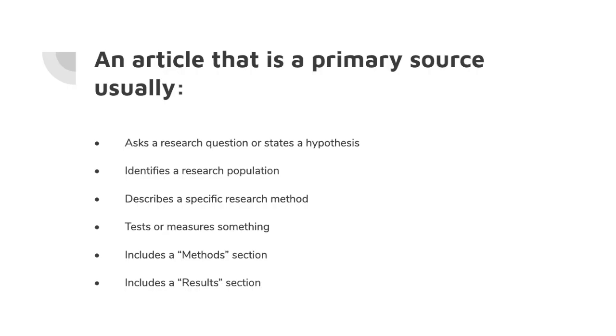An article that is a primary source usually asks a research question or states a hypothesis. It identifies a specific research population and will describe a specific research method that is used. The research is testing or measuring something, and the article will include a methods section. It will also include a results section. You'll sometimes hear this kind of study referred to as empirical research.